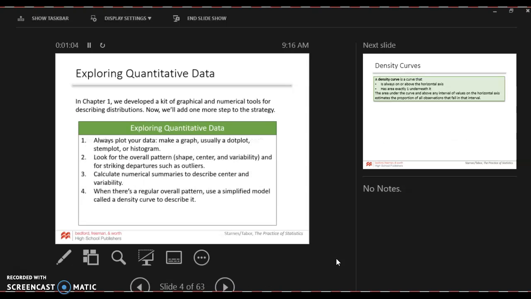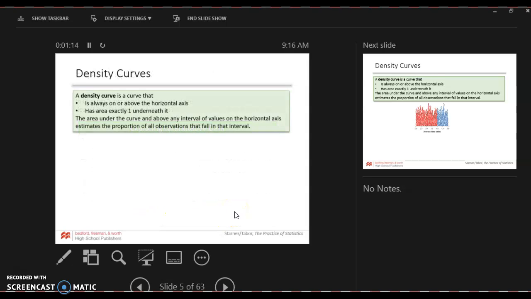When there's some pattern, we can simplify it or make almost like a generalization based on it. And we do this with what's called a density curve. So let me show you what a density curve is. This is in your notes. Here's the definition. A density curve is a curve that is always on or above the horizontal axis and has an area of exactly 1 underneath it. And let me show you a picture here.